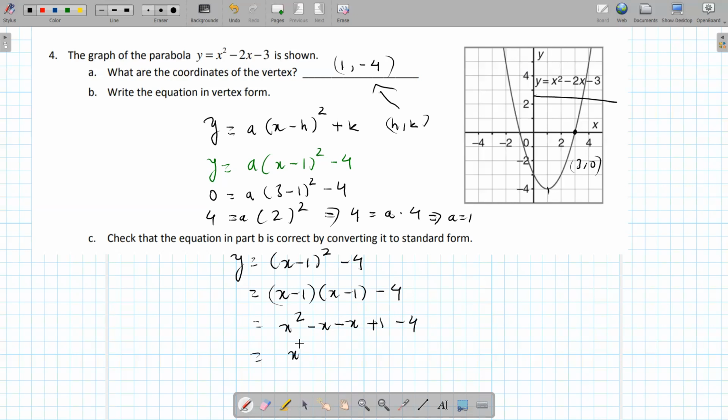Now, if you group up the like terms, we get x squared minus 2x. This is x squared. x to the power of 2 is called x squared. Eventually, you might see this, which is called x cubed. 3 is cubed, 2 is squared. What's plus 1 minus 4? Minus 3. Yes, and there you go. See, this is the same thing as this. That means we've done it right. That makes sense?